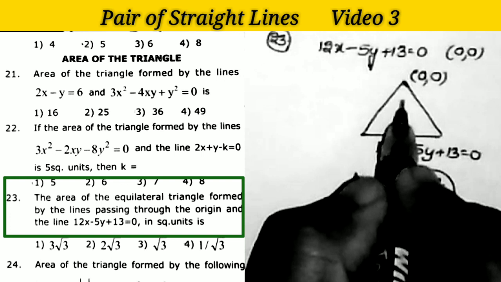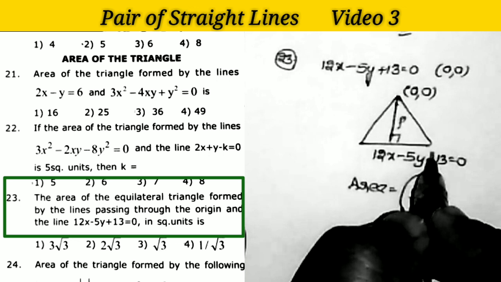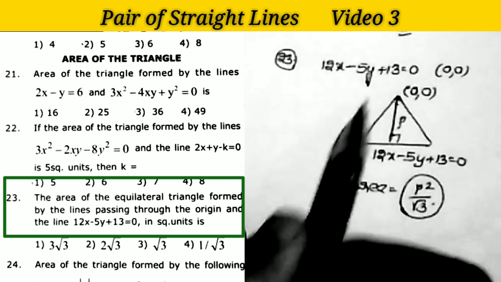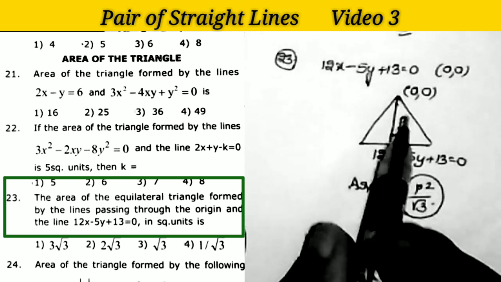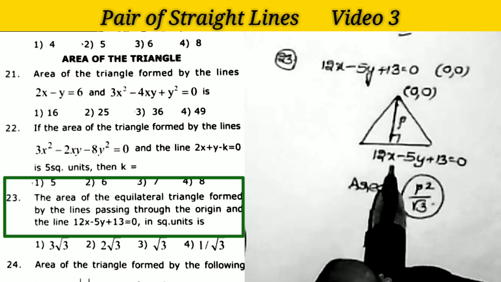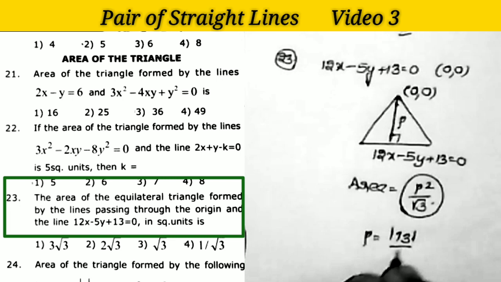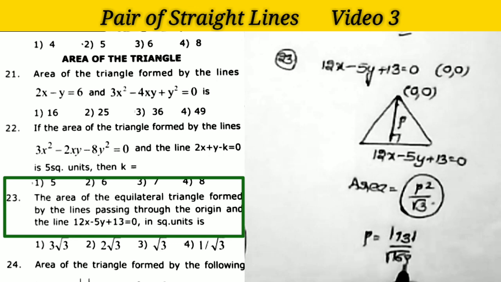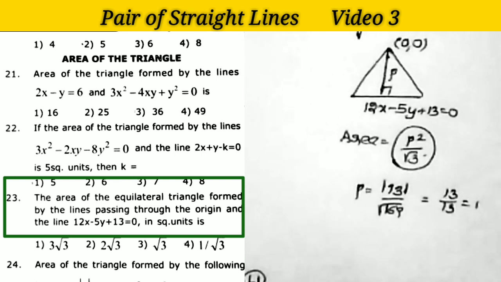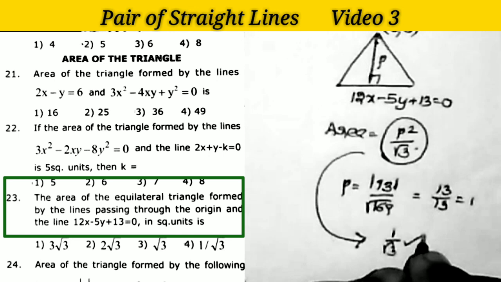What is the p value here? p is nothing but the perpendicular distance from the vertex to its opposite side. That is, here p is equal to, what is the formula? Mod c by square root of a square plus b square. That is mod 13 by root over a square plus b square. 144 plus 25, 169. That is 13 by 13 is equal to 1. Okay. Now what is the area value? p square by root 3. That is 1 by root 3. That's all.